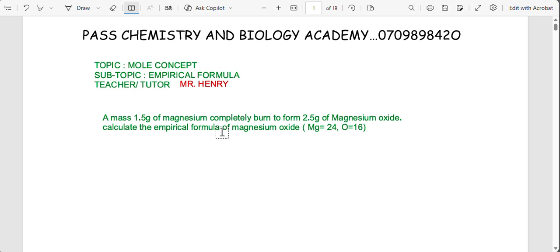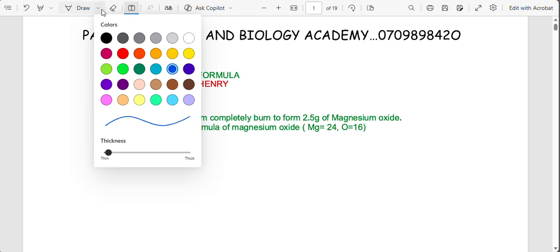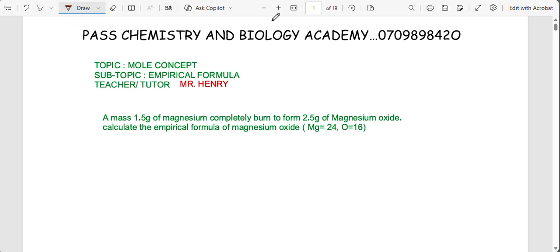As I had informed you last time, today we are going to look at the second subtopic of mole concept, and this one is going to be about empirical formula. I hope you had a look at, or went and saw, the class that we had last time. It was about calculation of molar mass and calculation of mass of a substance from an equation.